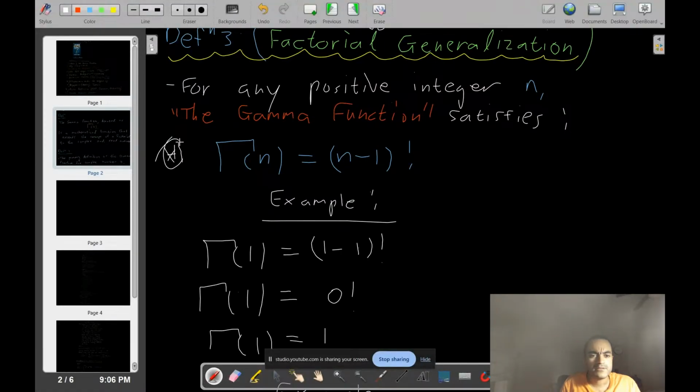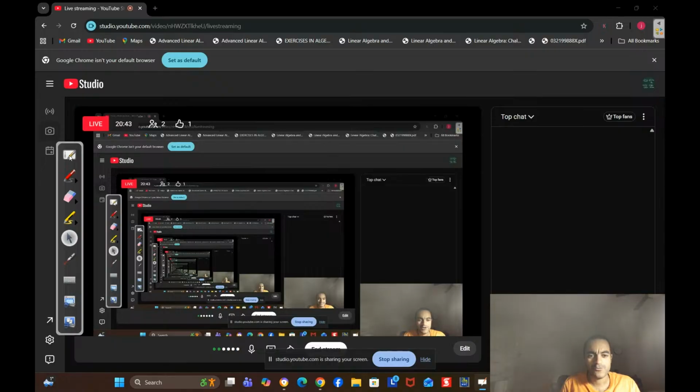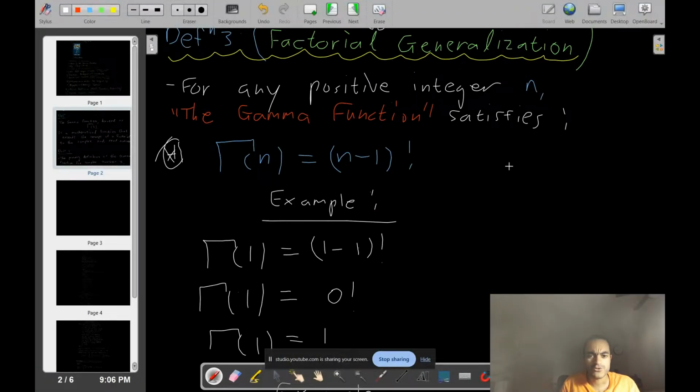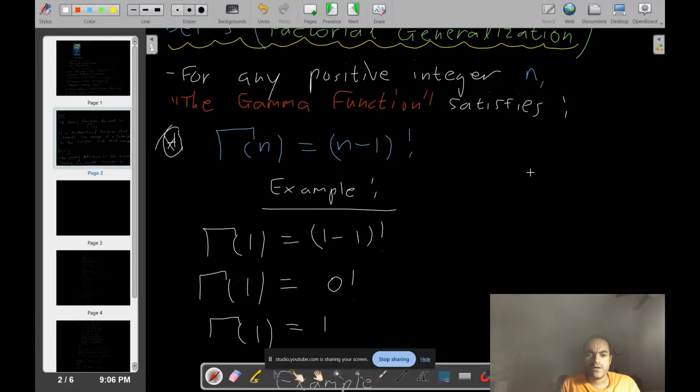Please put thumbs up in the chat, or put in gamma for gamma function. I love the gamma function. It's my favorite integral practically, or one of my favorites. And I hope it will be your favorite too, for those of you who are watching. All right, if not, I'll continue.